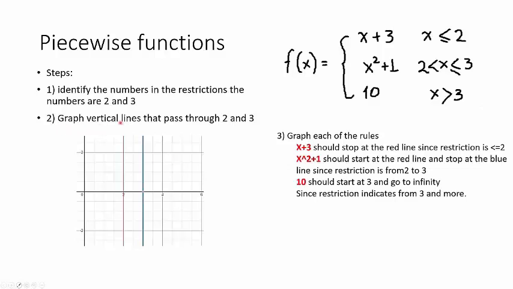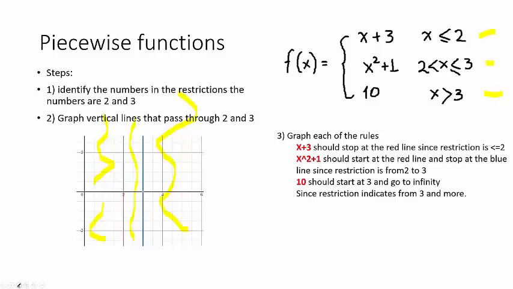We consider those numbers and we graph the vertical lines that pass through the points 2 and 3. So x equals 2 and x equals 3. These are the two vertical lines that will split the entire Cartesian plane into three areas, the ones that you see right here. Each one of those areas will correspond to one of the three branches of our function when we graph them. And they will go from left to right as we go from top to bottom on the branches.